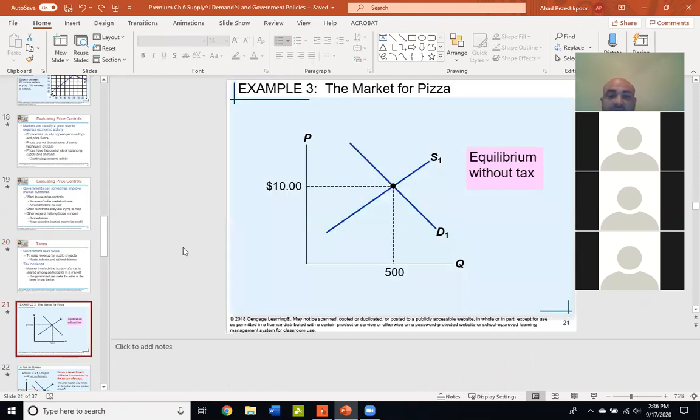Let's take a look at this example. Let's talk about pizza. This is my neighborhood Pizza Hut. They sell 500 pizzas every night and $10 a pizza for one pizza. $10 is the price.